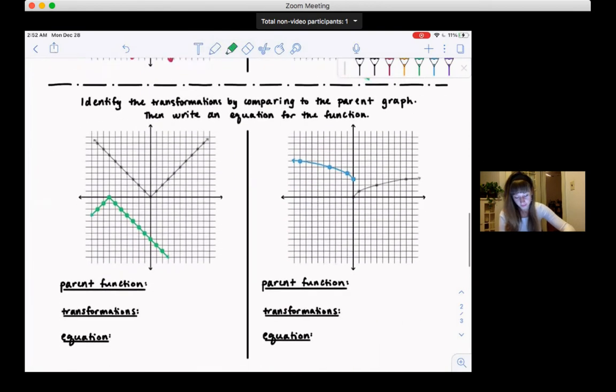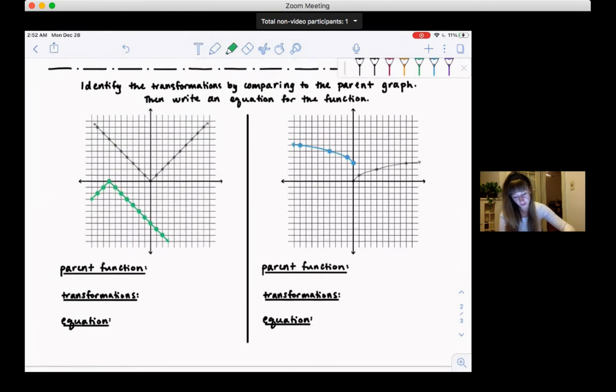Okay, last section, we're gonna identify the transformations by comparing to the parent graph and then try to write an equation. So the parent function for this V-shaped graph is y equals the absolute value of x. So that's gonna be the base equation that we work with. And now we wanna figure out what the transformations are.